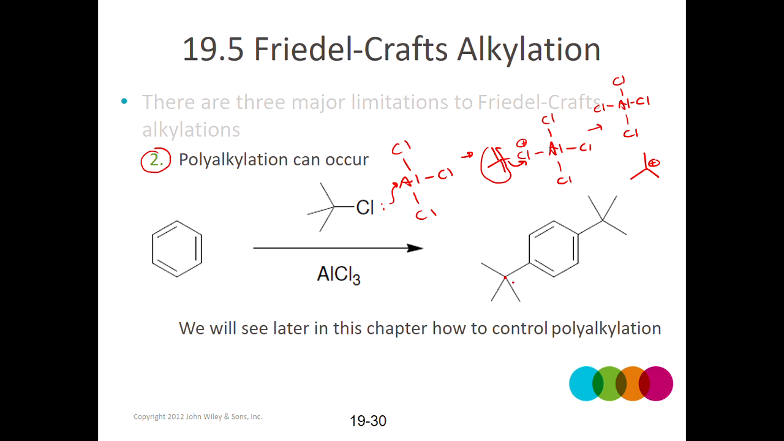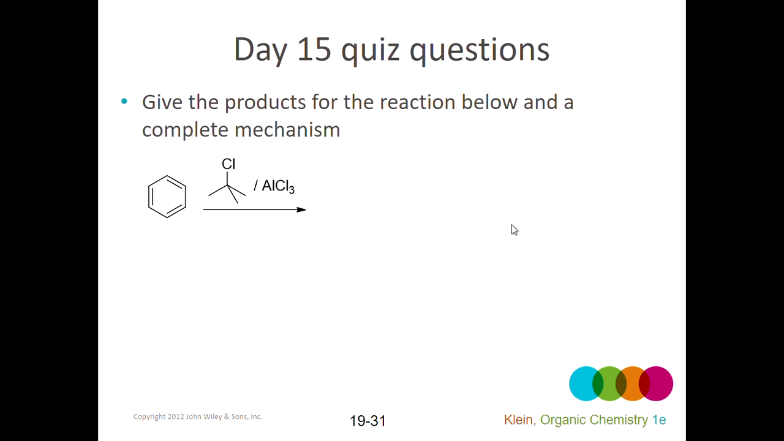Once that occurs, there's nothing to prevent the same structure now from attacking a second tertiary carbocation. So this is what the quiz question for today was about. So let's talk about that and do the mechanism for this. So we showed part of that mechanism already. We showed how to get the carbocation to form. So the ring would attack that.